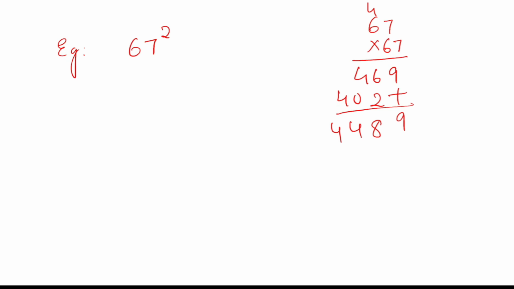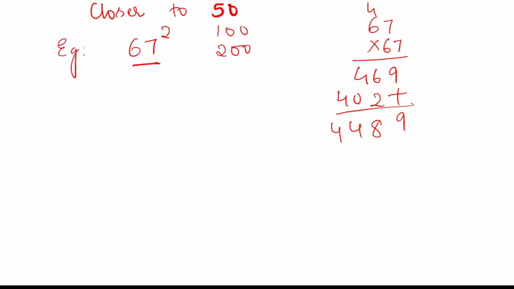First check how much more than 50 is 67. This is an example where the number is closer to 50. Each type of number has different tricks: closer to 50, closer to 100, closer to 200. The same trick will be there, but with a little change. We will see that further. So first let me see this example. How to find 67 square easily?